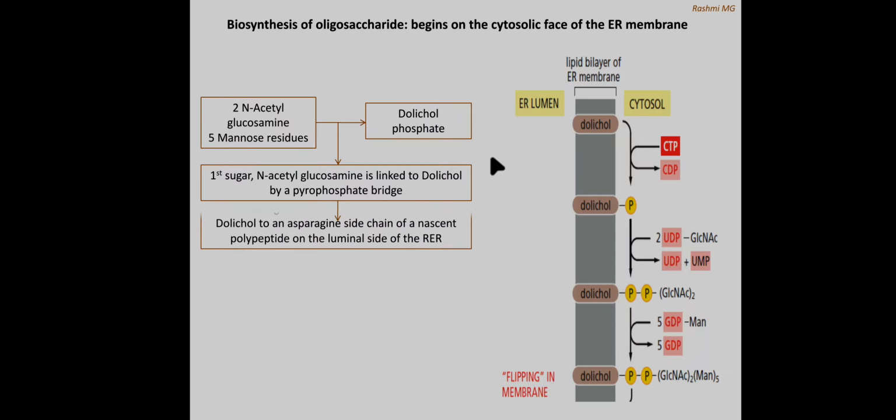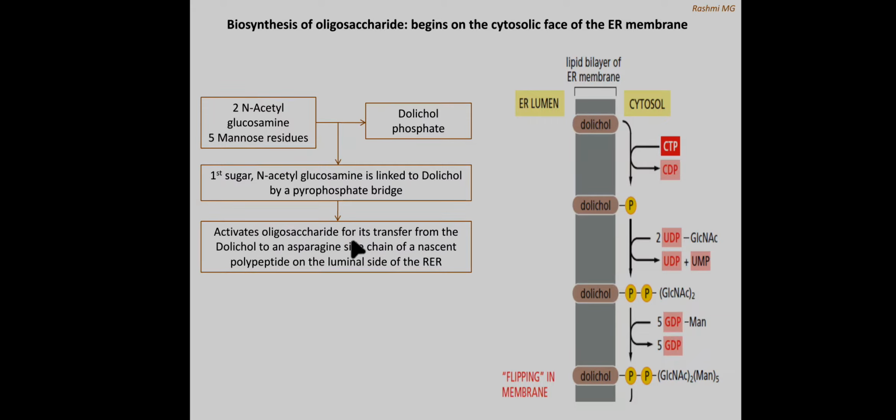Then what happens? It activates the oligosaccharide for its transfer from the dolichol to an asparagine side chain of a nascent polypeptide on the luminal side of the RER. So here on the RER lumen side, the nascent polypeptide is activated, or the oligosaccharide is activated.